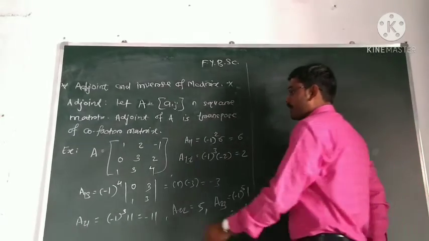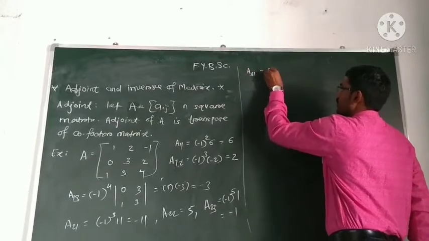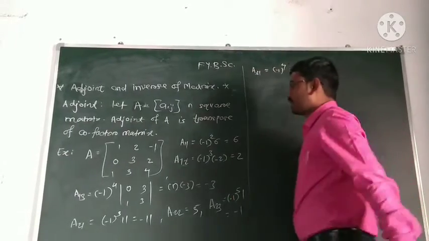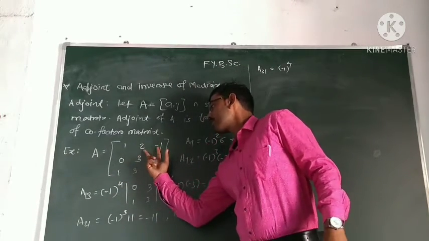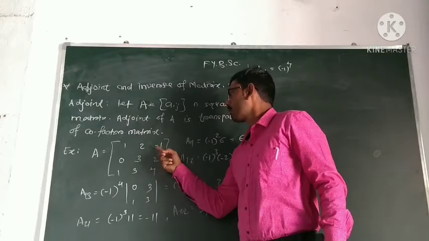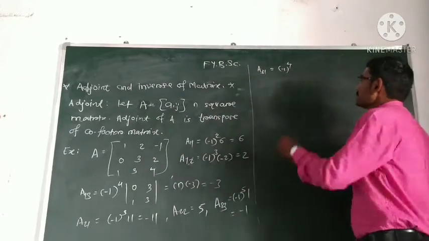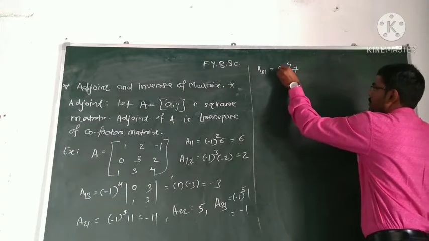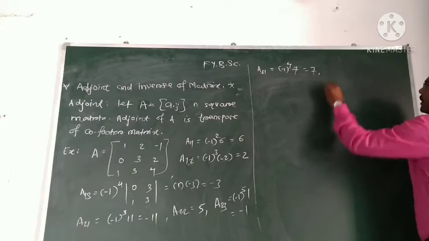Then cofactor of this element, so A31, is equal to minus 1 raised to power 4 into minor of this. Minor of this means determinant of this matrix. So 2 into 2 is 4, minus, plus, so 4 plus 3 into 1. So 4 plus 3 is 7. So minus 1 raised to power 4 is plus 1 into 7. It is equal to 7.